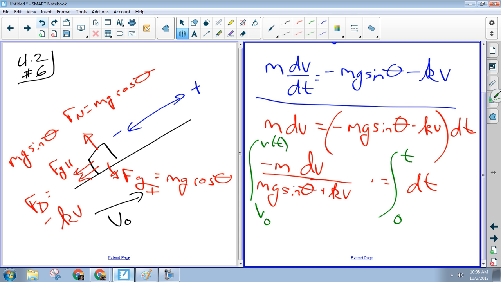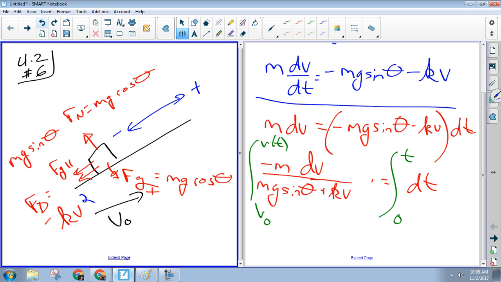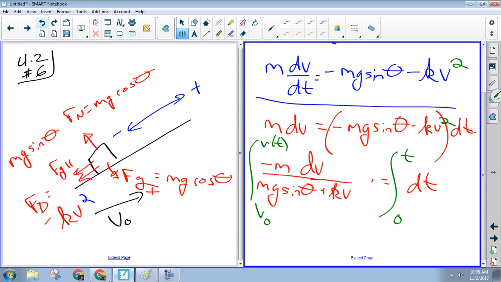Incidentally, a quick comment. Sometimes the drag force is kV. Sometimes it's kV squared. That doesn't change anything. Look, kV squared, kV squared. You still solve it the same way.